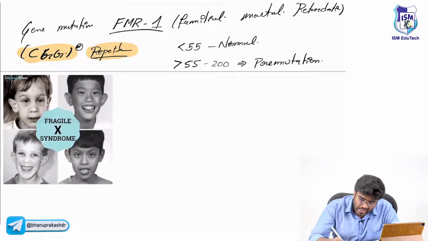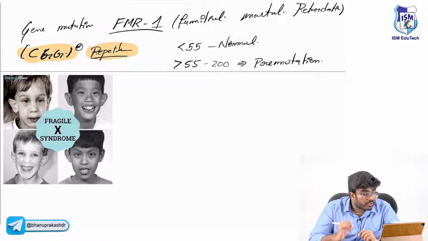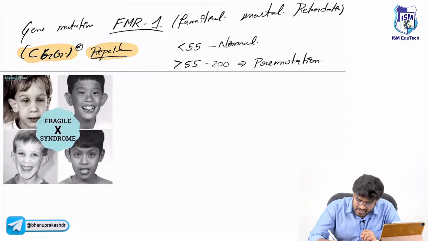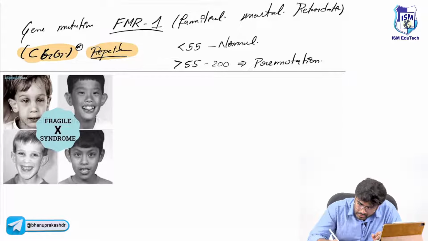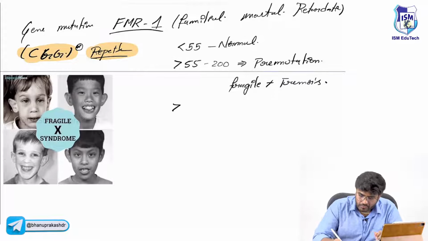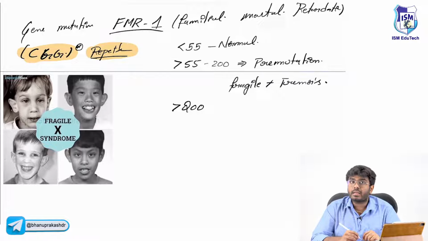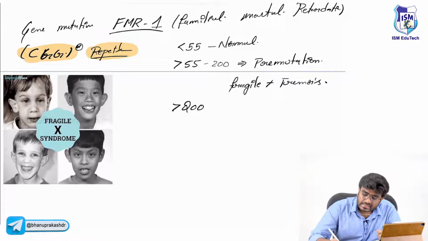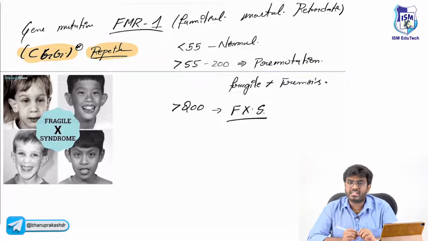Premutation. Now, when you are having this premutation, remember, you are going to suffer with Fragile X tremors, not Fragile X syndrome. Okay, it's a premutation. Now, if you have more than 200 repeats, then it will cause Fragile X syndrome. Then it's going to cause Fragile X syndrome.